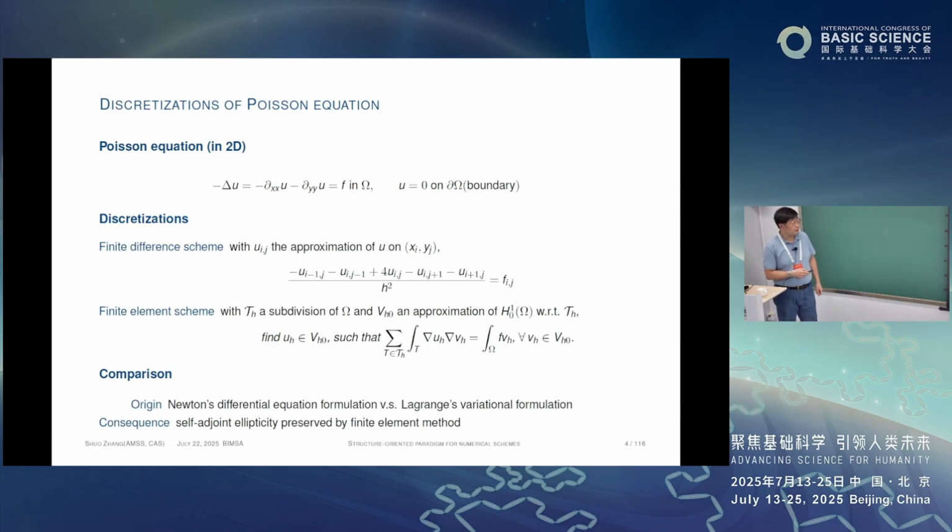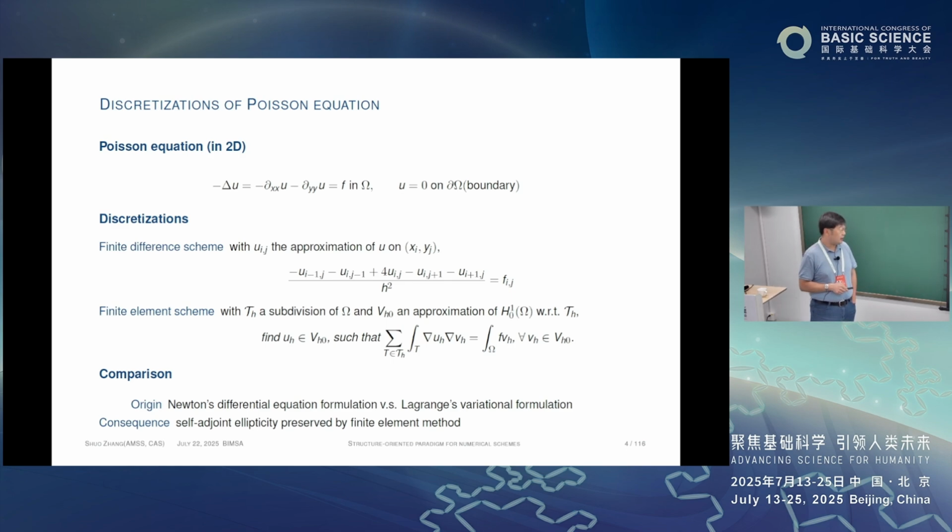We consider the Poisson equation, or you can also call it the Laplacian equation, that is to say, minus the Laplacian of u equals f in a domain. When we discretize it, we have many different choices. The first one is the finite difference scheme. That is to say, we use u_ij for the approximation of u at a certain point, denoted as (x_i, y_j), and we can construct this scheme.